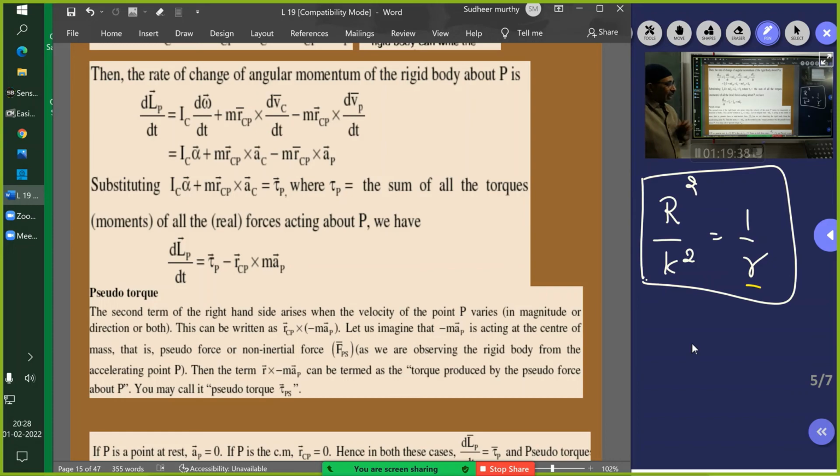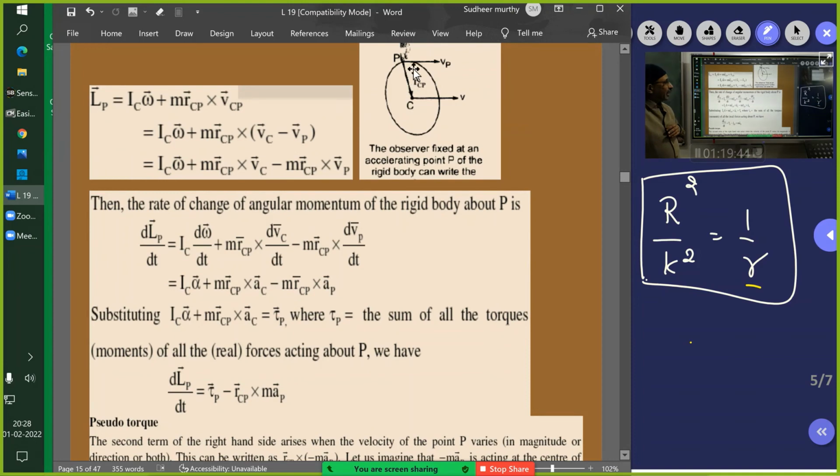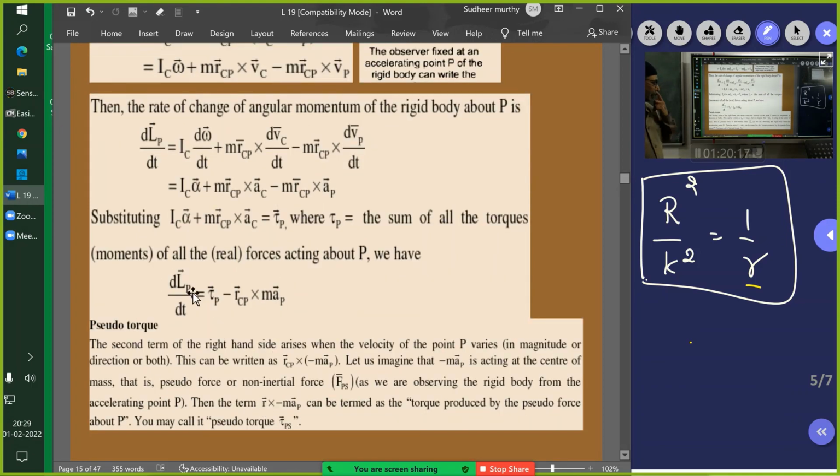Now the same thing. If you are sitting here, and if you imagine that this whole body is a bus which is accelerating, then what do you do? You will first take a pseudo force, because if it is accelerating in the right direction, you will add a pseudo force in this direction. And then whatever force you are applying, etc. So that is the abstraction.